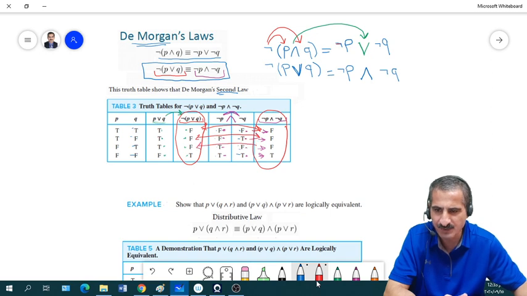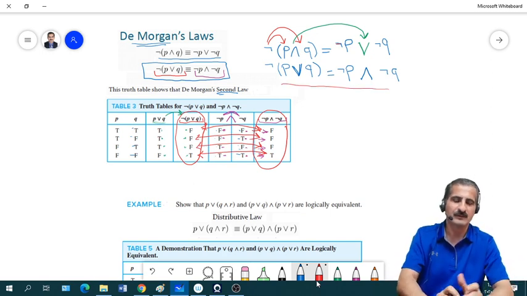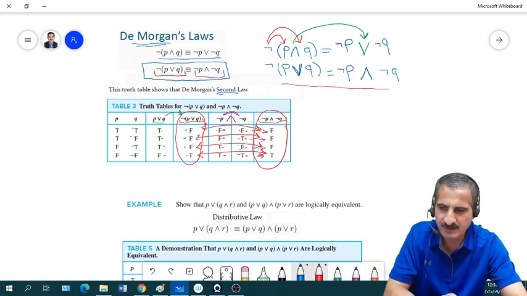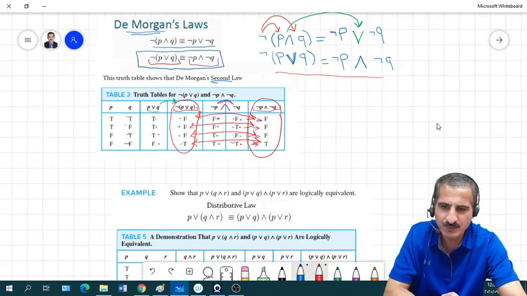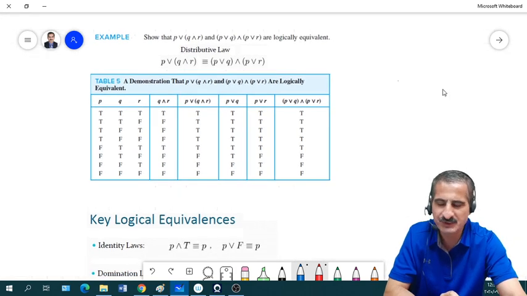Therefore, these two logical statements are equivalent, and then we get the proof of this statement here, De Morgan's law. Okay, let us see another example where we prove that some propositions are equivalent.